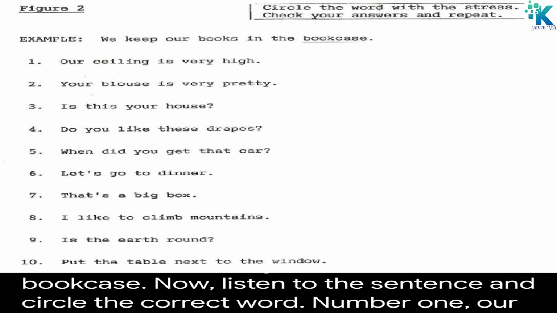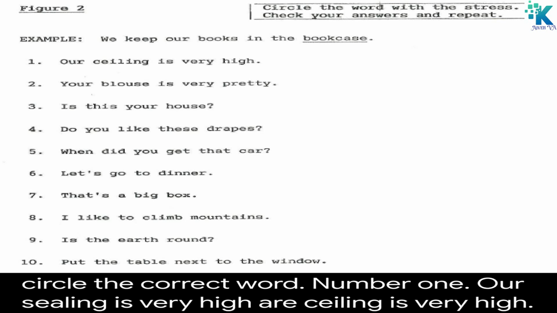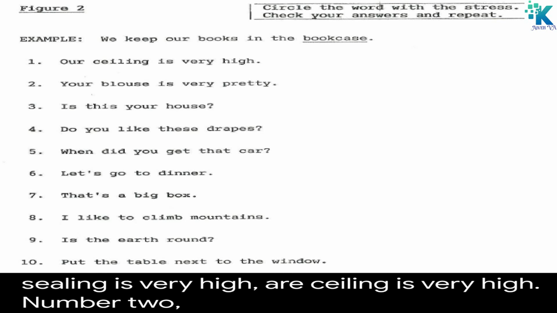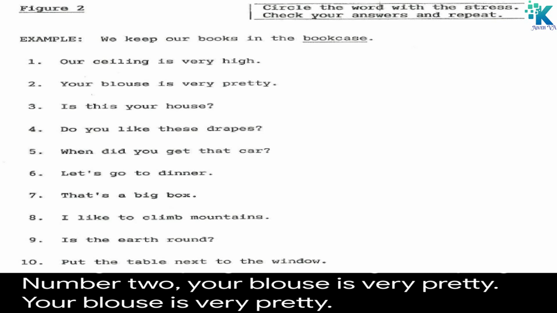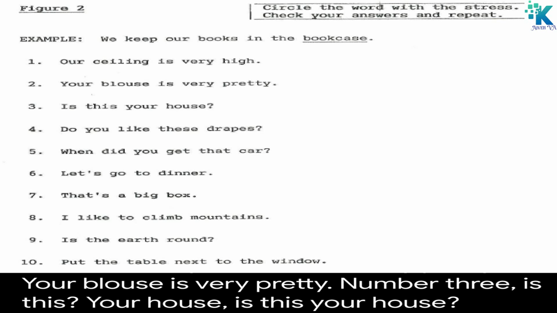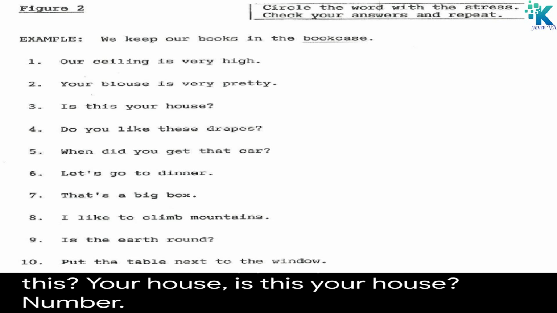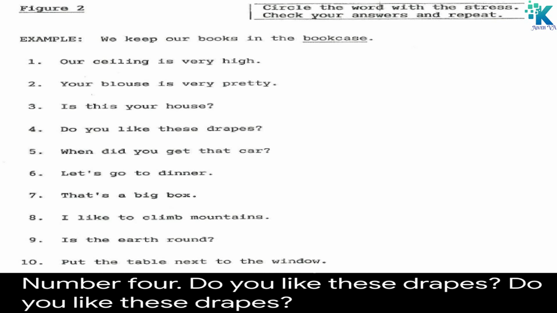Number 1. Our ceiling is very high. Our ceiling is very high. Number 2. Your blouse is very pretty. Your blouse is very pretty. Number 3. Is this your house? Is this your house? Number 4. Do you like these drapes? Do you like these drapes?